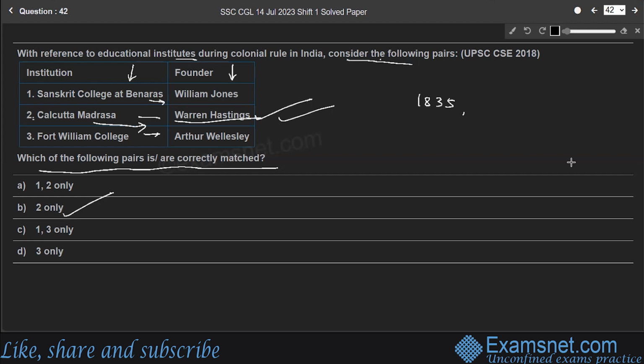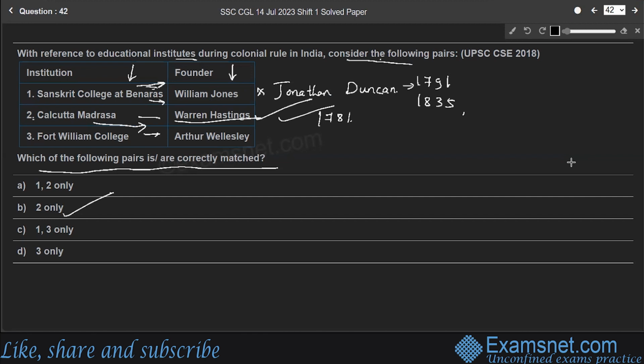So the Sanskrit College at Banaras, right? Sanskrit College at Banaras was founded by Jonathan Duncan, right? In 1791. Hence, pair 1 is incorrect. First pair is incorrect. Second pair is correct. So, Kolkata Madrasa was founded by Warren Hastings in 1781. Right? Hence, the second pair is correct.